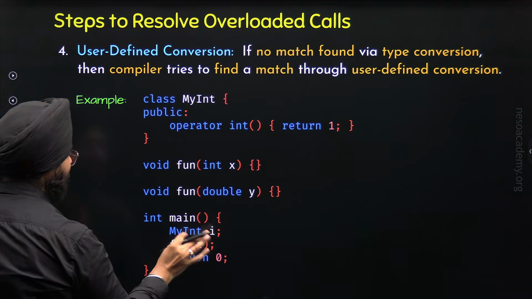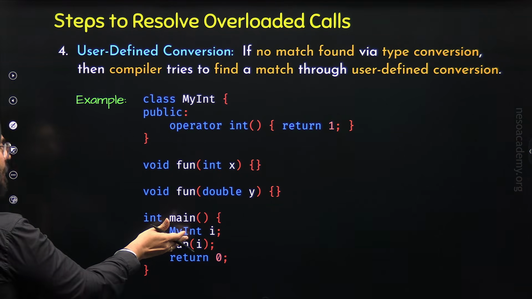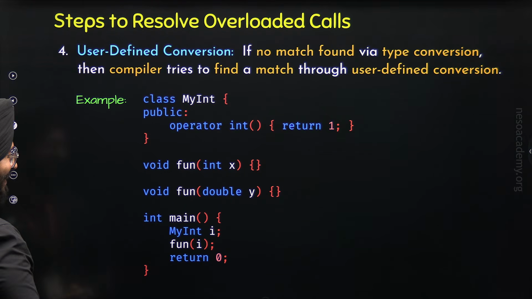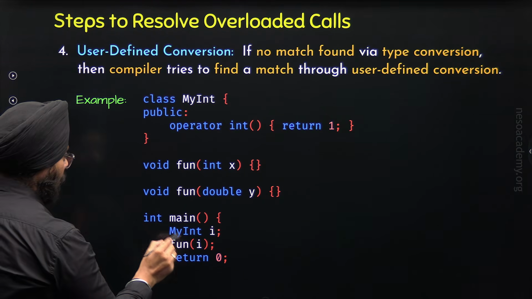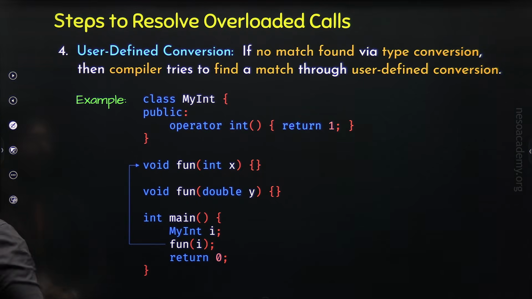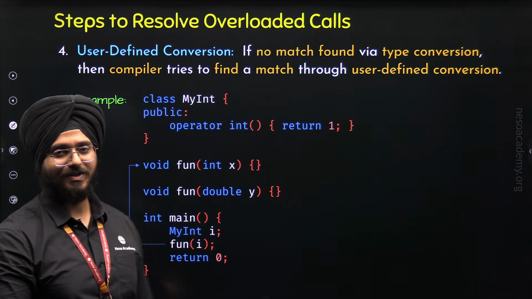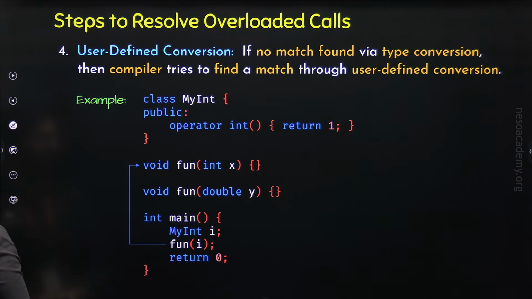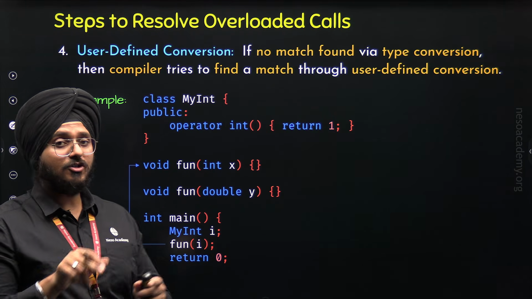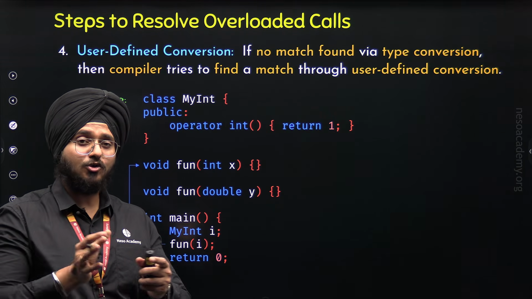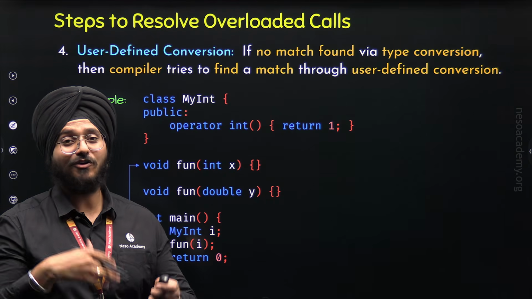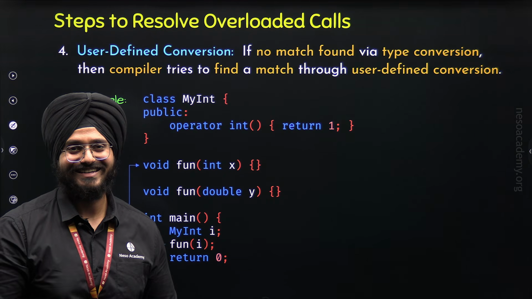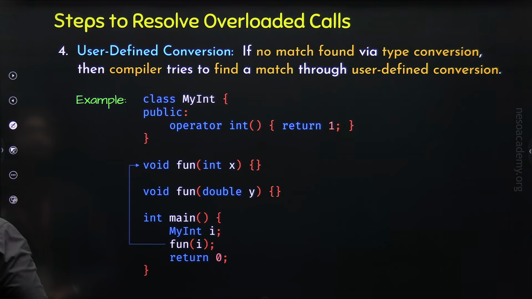And here we are passing an integer variable. So the argument is of type integer. Clearly, this function call will be resolved to this definition. I hope this is clear to you. So that's the concept of user-defined conversion. User-defined conversion happens when exact match cannot be found, type promotion is not possible, and type conversion is also not possible. So with this, we have understood the user-defined conversion as well.